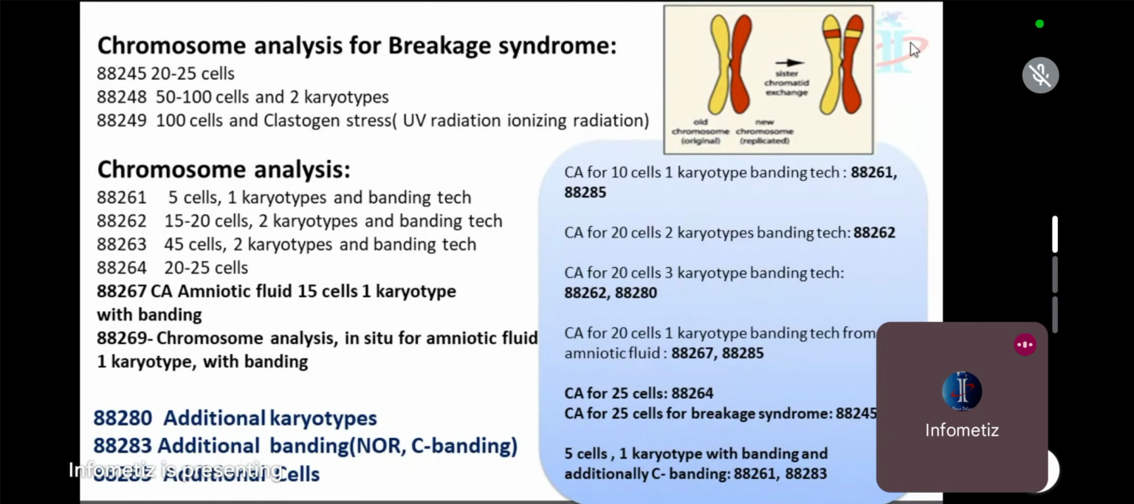88261 is the answer. Okay. If I say 20 cells, 1 karyotype, 1 banding, 88262. See, online people are also now a little bit active. I thought you were a little sleepy. 20 cells, 1 karyotype, 1 banding.